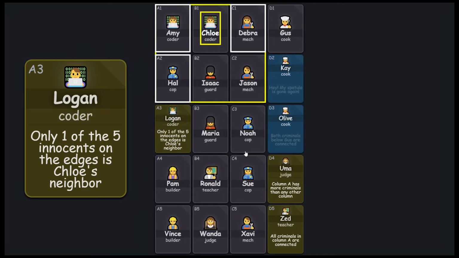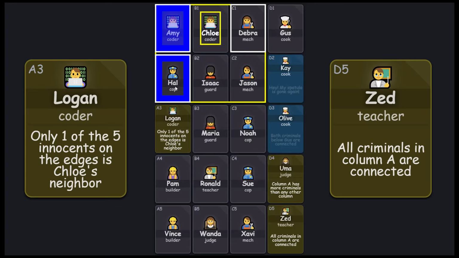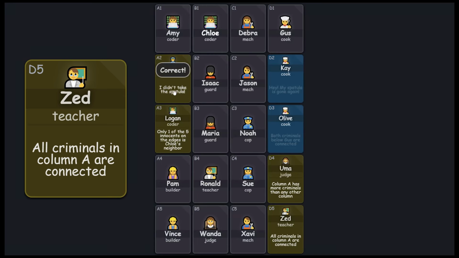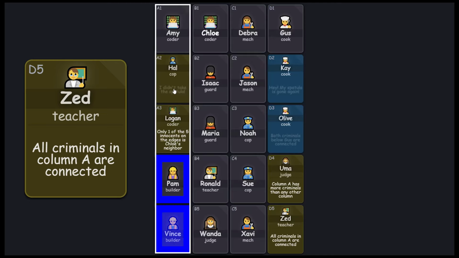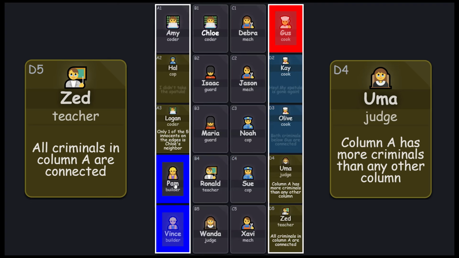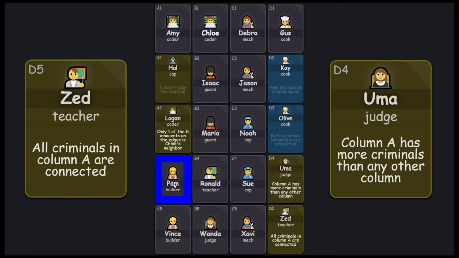Only one of the 5 innocents on the edges is Chloe's neighbor. If Hal was innocent, then Amy must be innocent as well, and that's 2 innocents on the edges neighboring Chloe. Therefore, we can mark Hal as a criminal. Also, if Pam was innocent, that would make Vince innocent, and we now have all 5 innocents on the edges located. But column A can no longer have the most criminals. Therefore, we can mark Pam as a criminal.